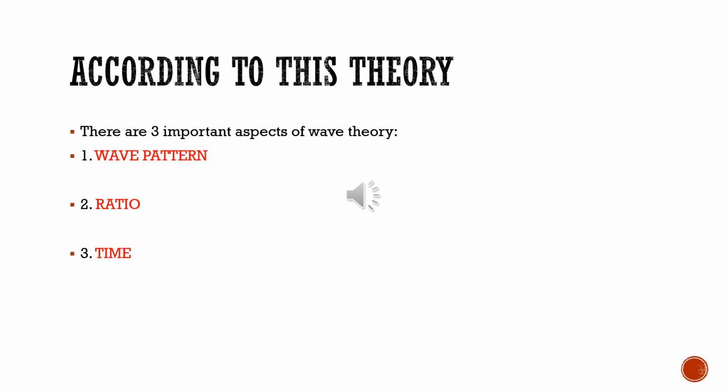There are 3 important aspects of wave theory. The first is the wave pattern. It tracks the stock price movement in a pattern and helps the investor decide when to invest and when to exit. Then the second is the ratio. It helps in comparing the length of each wave. Basically it is used to measure the relationship between different waves. And last is time. It is used to confirm the pattern and ratio. The detailed explanation is given in the next slides.